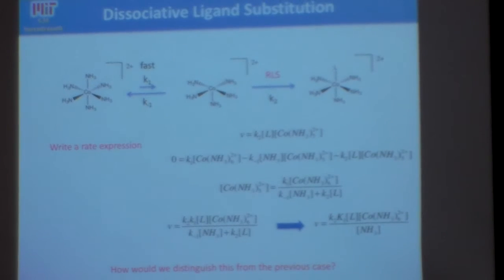Okay. How would we distinguish this from the previous case? The way we distinguish this from the previous case is to understand the dependence on the ammonia and what other factor. Remember, before we said there would be no dependence on the nucleophilicity of the incoming ligand. Is that still the case here? No. Here there would be a strong dependence on the nucleophilicity of the incoming ligand because that's directly involved in this rate expression. It is even there in the resulting rate expression. So by varying those parameters, we can determine which of these is actually the viable rate.